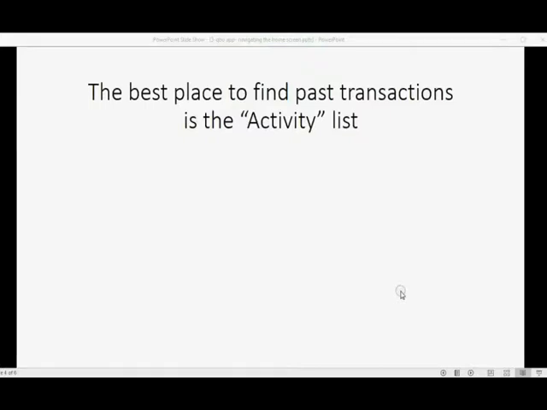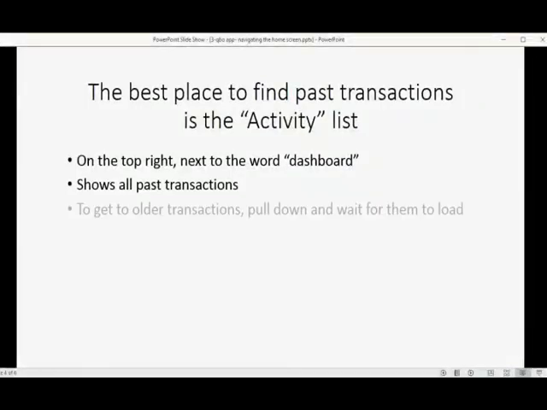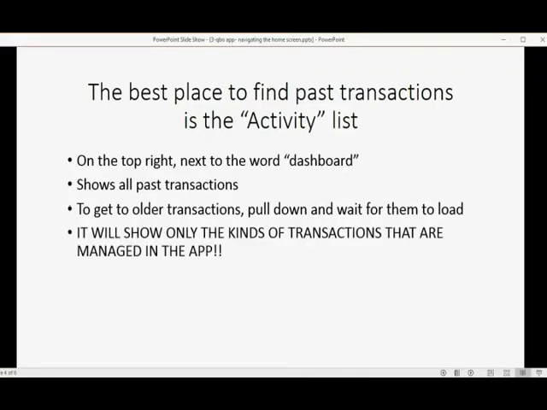The best place to find past transactions is the activity list. It's on the top right next to the word dashboard. It shows all past transactions, and to get the older transactions, pull down and wait for them to load. If you have a little experience working with smartphones, you know what that round arrow looks like when you pull something down and you're waiting for the rest to load from the internet.